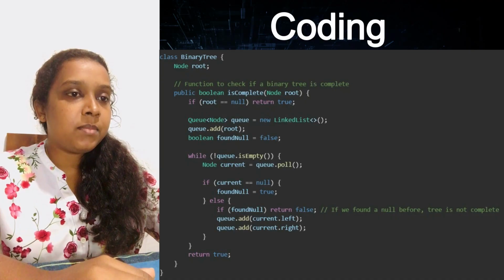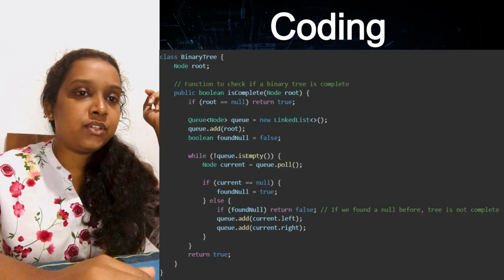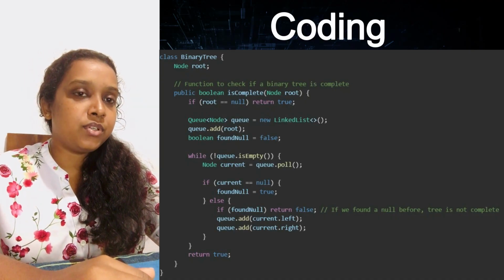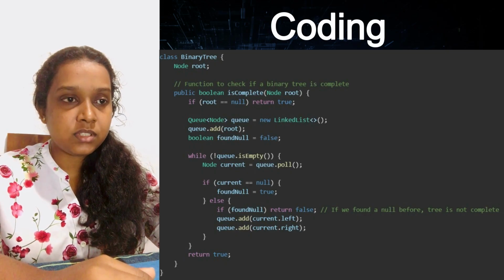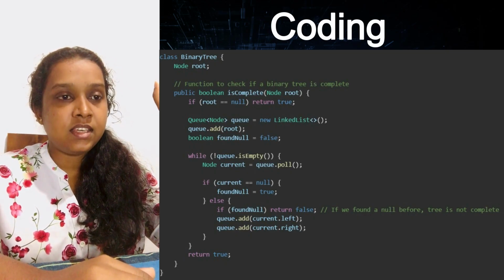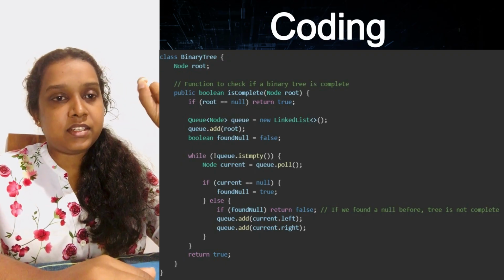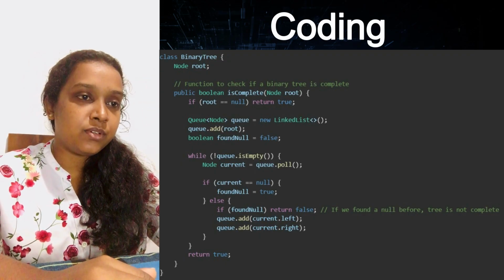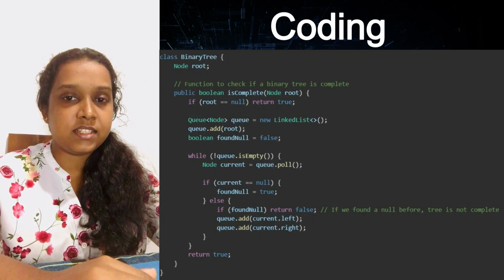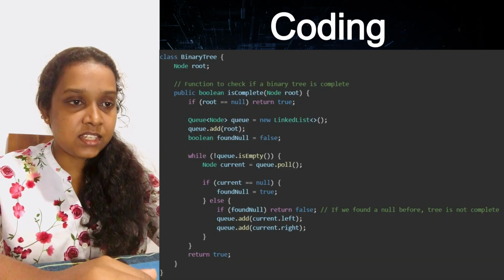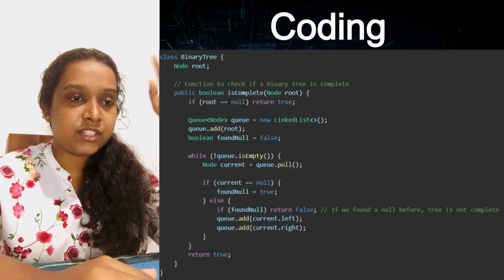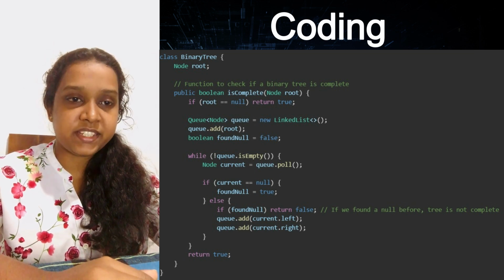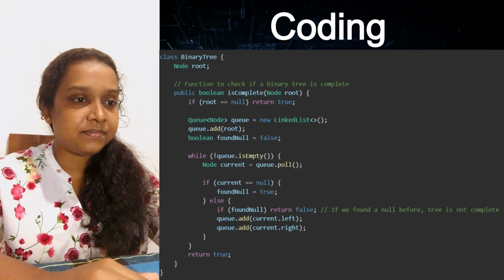Next, I created the binary tree class, which contains a root node as the starting point of the tree. The most important part of this class is the isComplete method, which determines whether the tree follows the rules of a complete binary tree. The first thing I check is whether the tree is empty. If root is null, I return true immediately because an empty tree is technically complete.